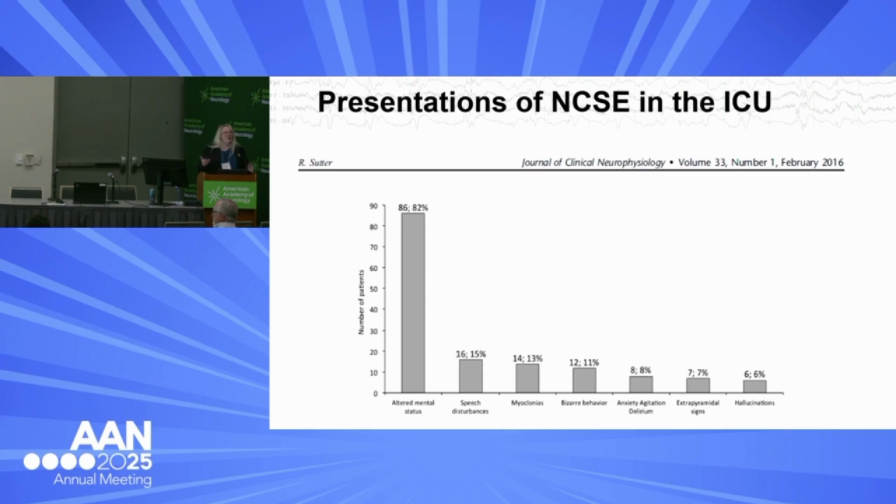There are no reliable clinical signs or symptoms that we can point to that are more likely to be associated with their seizures. We can occasionally see other signs and symptoms, but again, altered mental status is the most common sign that we see for patients with non-convulsive status epilepticus in the intensive care unit.